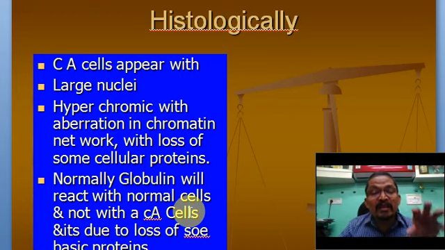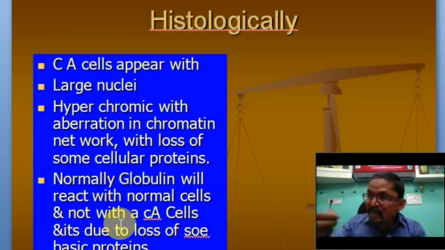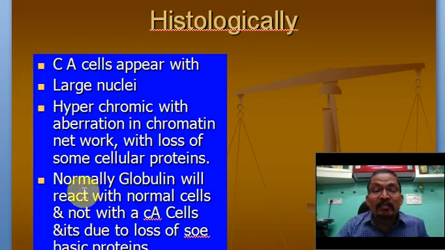And here, one of the main peculiarities of the CA cell is that normally globulin will react with the normal cell and not with the CA cell. That means, by staining or cytological study, while doing the staining, normally the globulin will react with the normal cell and not with the CA cells. So it is due to the loss of some basic protein.